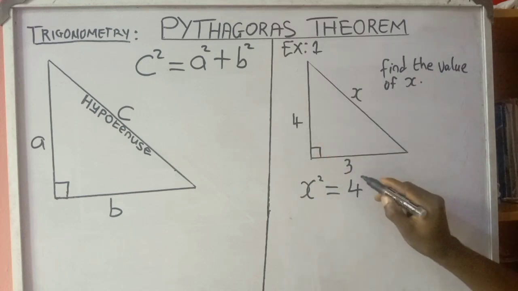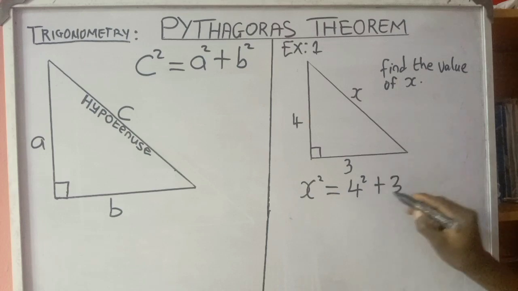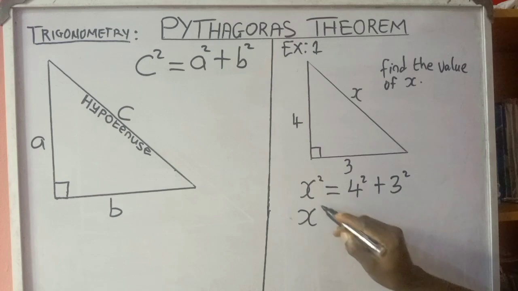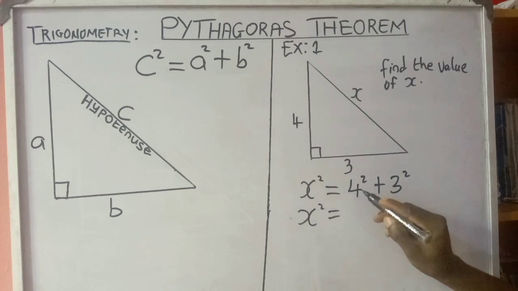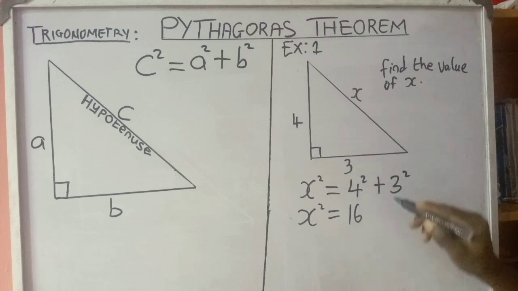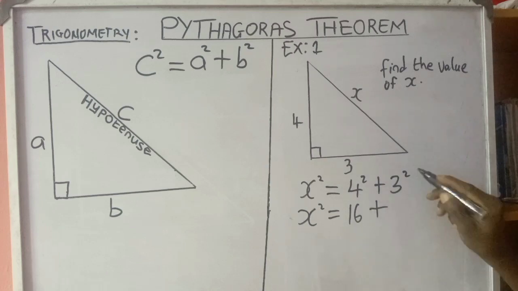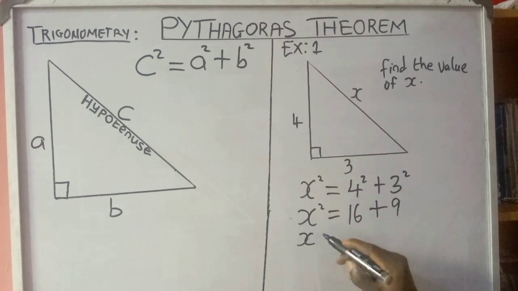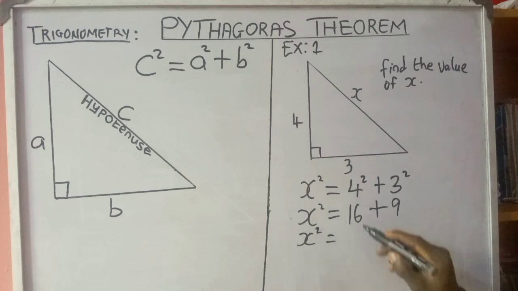That will be 4 squared plus 3 squared. So what do we have? X squared is equal to 4 squared, which gives us 16. That is 4 times 4. Plus 3 squared gives us 9, which means 3 multiplied by 3. So we now have X squared equal to this plus this. That's 16 plus 9, which will give us 25.